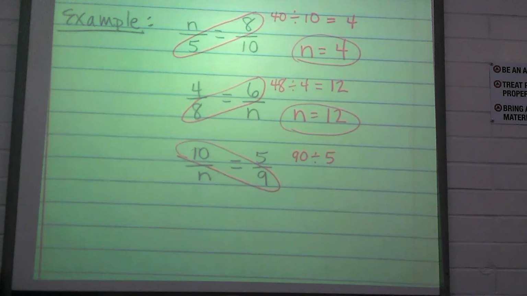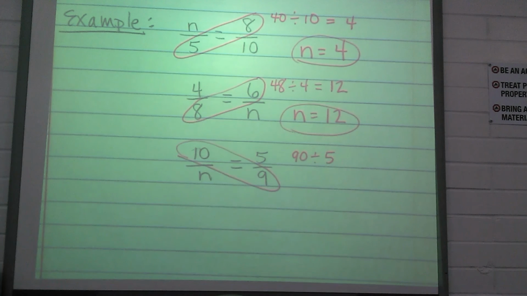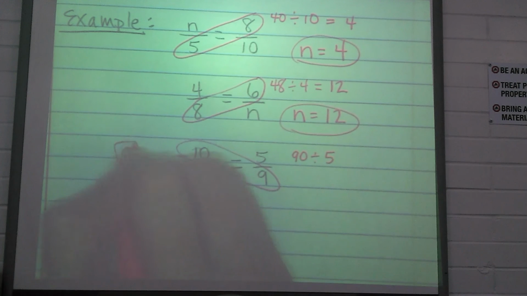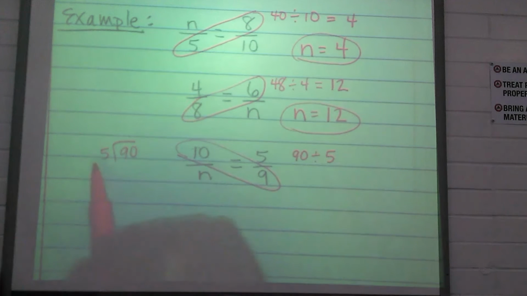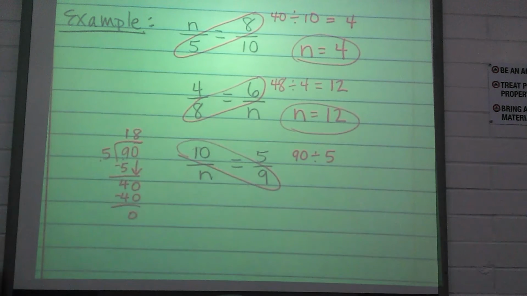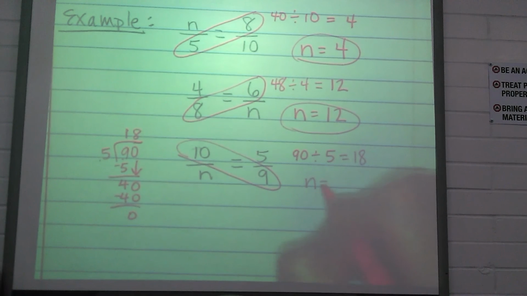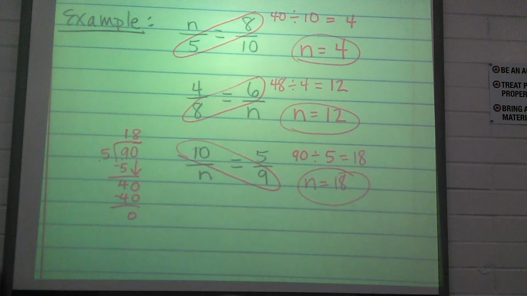You guys probably had a little bit of trouble with this one. This is a little bit more challenging problem. But if you weren't sure how to do that, how can you figure it out? Let's divide it out over here. 5 goes into 9 how many times? 1. 1 times 5 is 5. Subtract, 4, bring down your 0. 5 goes into 40 8 times. 8 times 5 is 40. Subtract, 0. So my answer, 90 divided by 5, is 18. Final answer, n equals 18. So if you got n equals 18 and you did it all on your own, awesome job. Very, very good job. That was a little tougher problem.